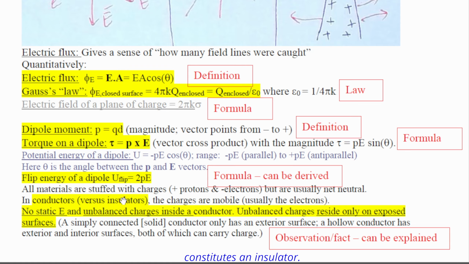This constitutes an insulator. One of the properties of conductors is that there is no static electric field inside a conductor. So if you apply an electric field or if you add charges to a conductor, they move around until there's no electric field in the body of the conductor. And the unbalanced charges sit on the outside of the conductor. And this concludes the summary of the chapter on electrostatics.